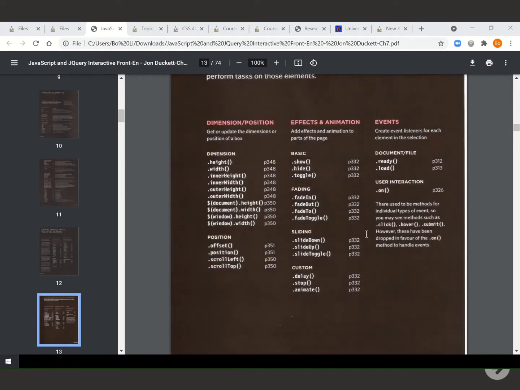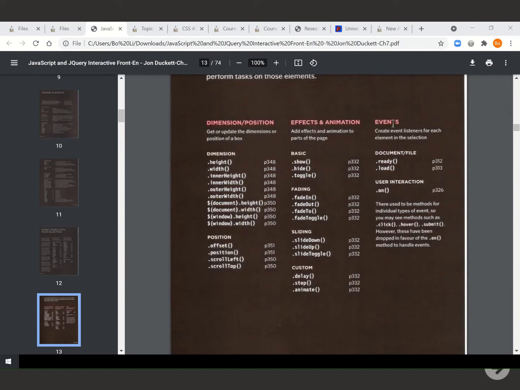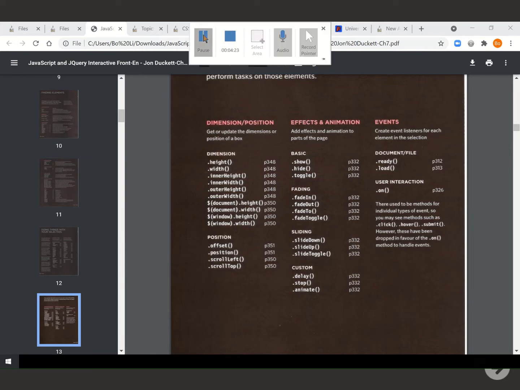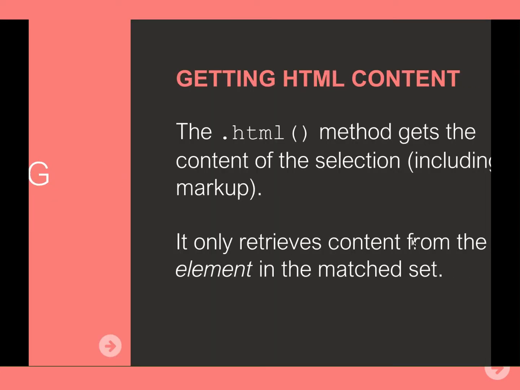This is for this example. We may cover effects, but maybe not events, and maybe not effects and animation due to time. Let's continue with getting and setting information. That means you want to get the contents in an element and also change the content. How can we make it?